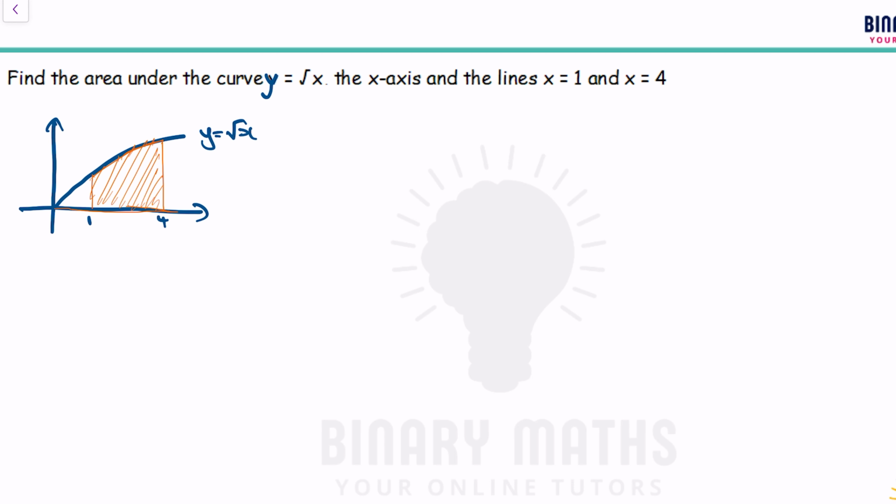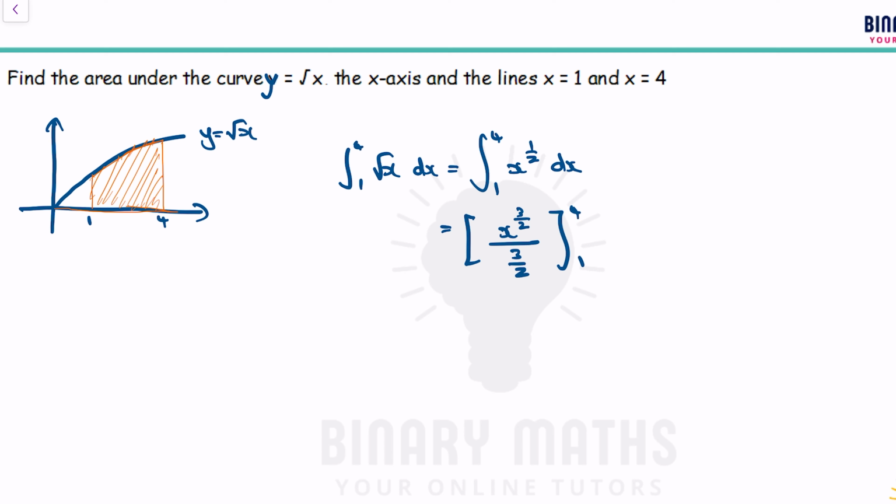Okay, so all we're doing really is integrating between 4 and 1 root x dx, which is the same thing as integrating x to the power of a half dx. When we integrate this, we increase the power, so it's x to the 3 over 2, divide by the increase, which is 3 over 2, between 4 and 1. As soon as we integrate it, we don't write dx, and we don't write the integral sign.